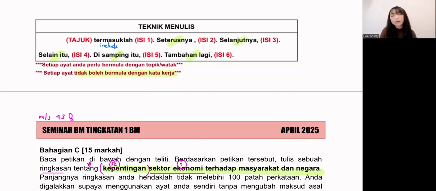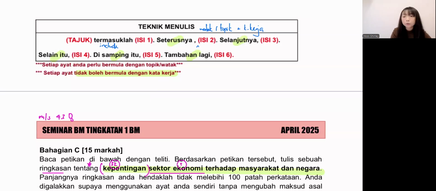So whenever you can't start off a sentence with kata kerja, what does this mean? It means that you will need to have a watak or the topic. Then only your isi with kata kerja. So this is how you should control a sentence, because watak and topic will forever be the frasa nama. So this is your ringkasan writing.